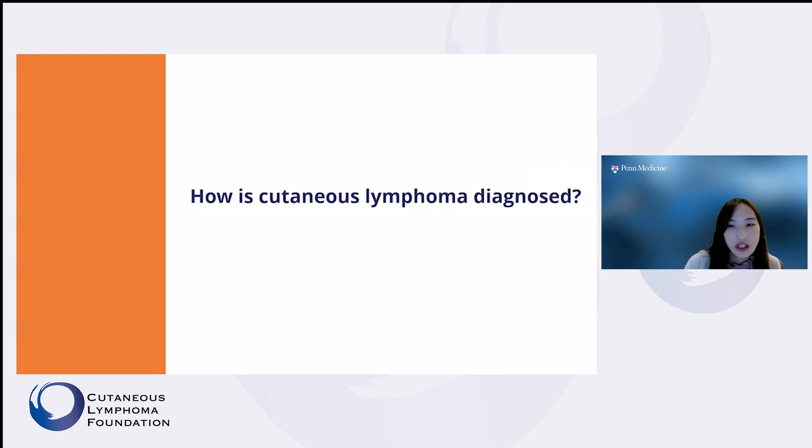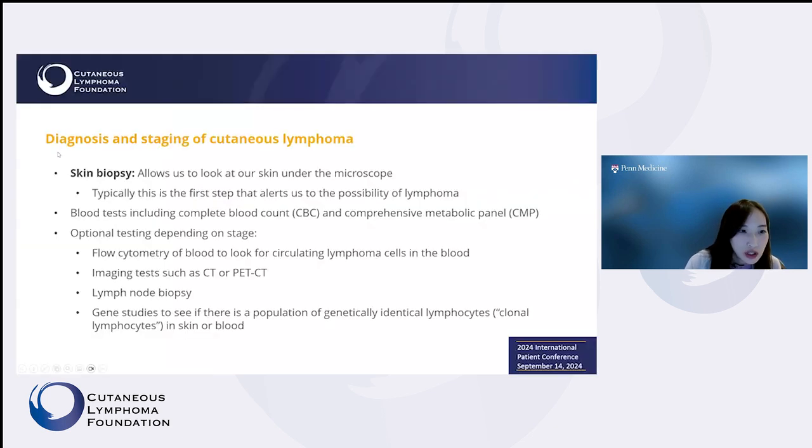So how is cutaneous lymphoma diagnosed? So usually the first step is a skin biopsy. So this allows us to look at our skin under the microscope. So typically what happens is that when you have a weird rash that's not getting better, it's very itchy, or you have a weird raised nodule that's not going away, you typically go to your dermatologist, and then the dermatologist numbs up your skin and takes a little sample and then sends it to the lab.